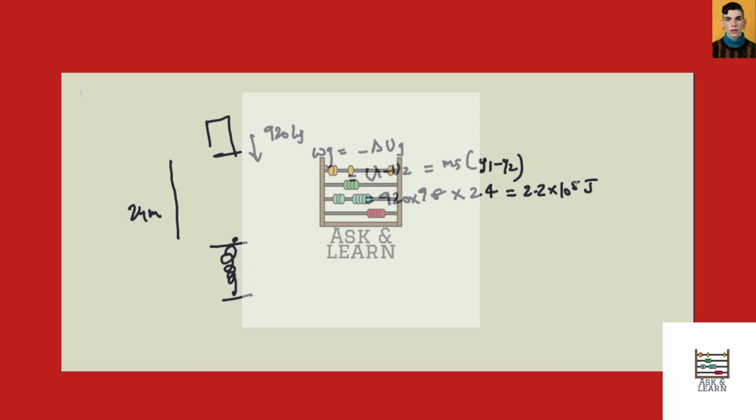When it falls, it's just mgh. And gravity is the only force. Gravity is the only force doing work on the elevator, ignoring friction. So this result is also the net work done on the elevator as it falls, basically.